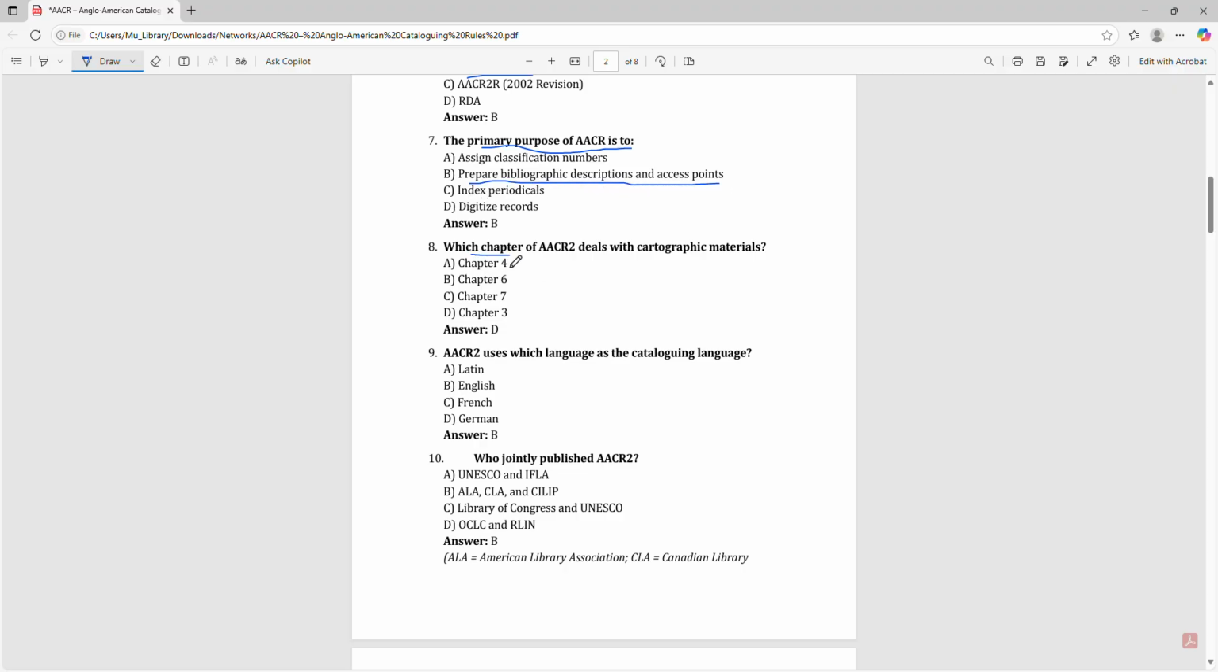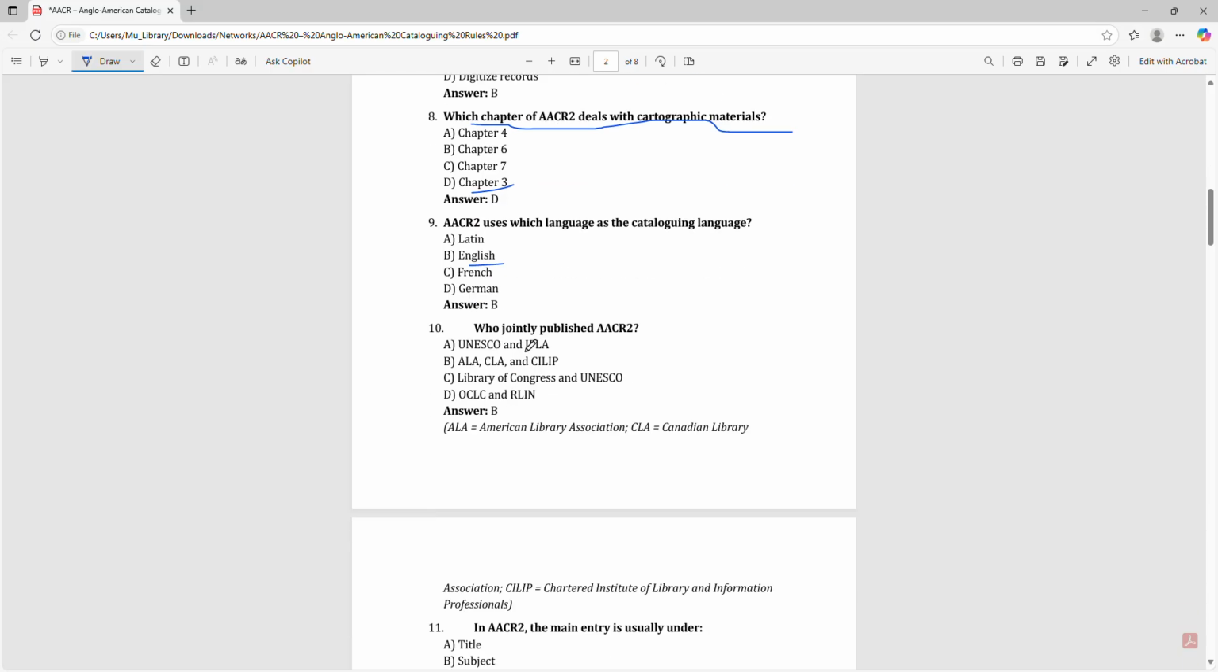Which chapter of AACR 2 deals with cartographic material? That is chapter 3. AACR 2 uses which language as the cataloging language? That is English. Who jointly published AACR 2? That is ALA, CLA and CILIP.